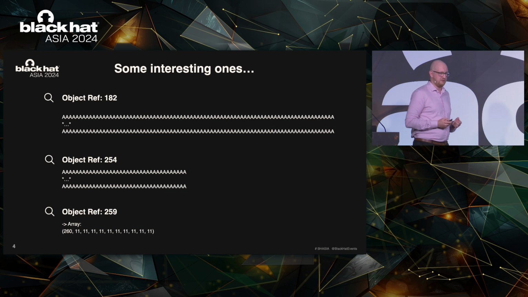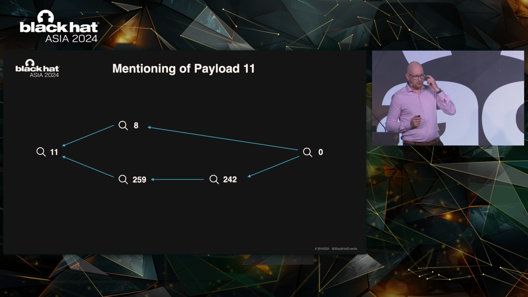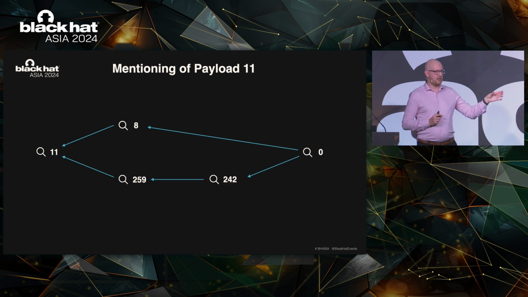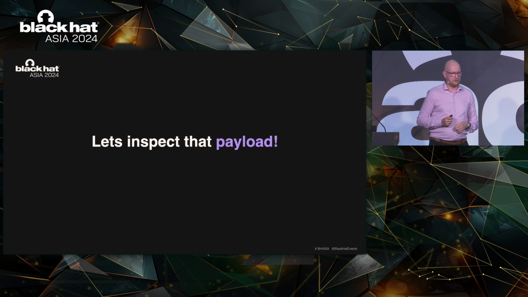Object reference 259 then contained another copy of the payload. So if we sum this up, our payload 11 was used 2 times, by objects 8 and 259. 259 was referenced by 242, and then it gets back to the top level. So this is great. The only object reference that we need to take care of is essentially object 11. So let's inspect that payload.